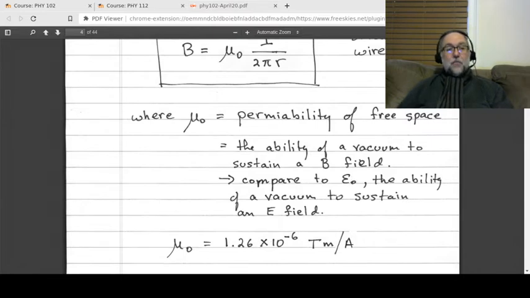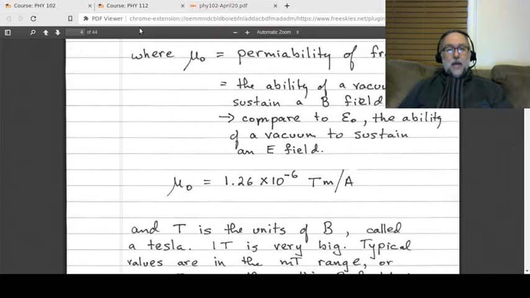And it has a value. And here's the value, okay? So like all of these constants, no one remembers them on a test. I would obviously give them to you like I did on the last test. And it's equal to 1.26 times 10 to the minus 6 Tesla meters per amp. Okay, so there's a new unit there.